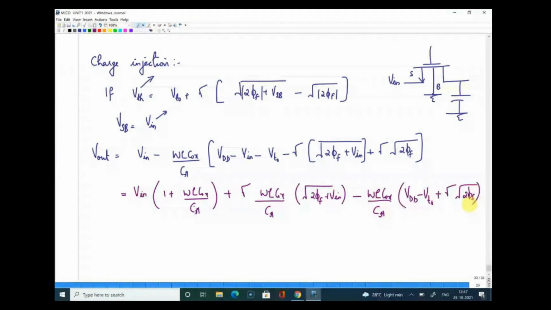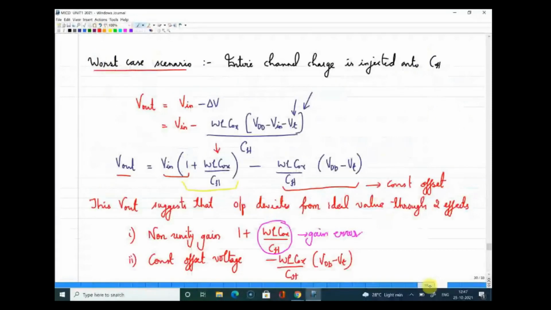By open brackets, I have written this. Now, this is your output expression. I have written this just to note that in the previous expression, we could say that your output has a non-unity gain that is changing. Along with that, you have a constant DC offset. So there is a gain error and a constant output voltage.